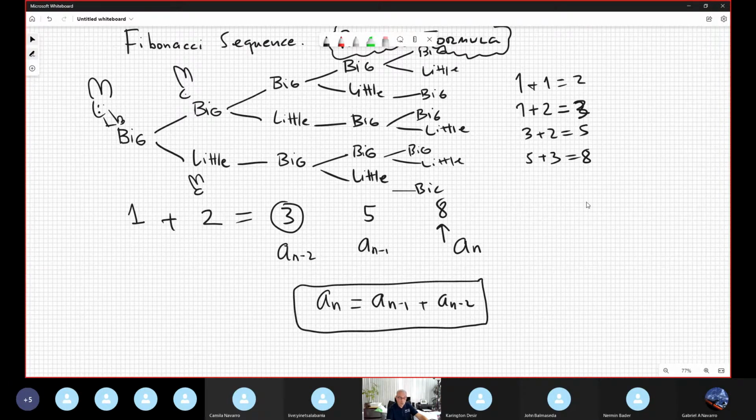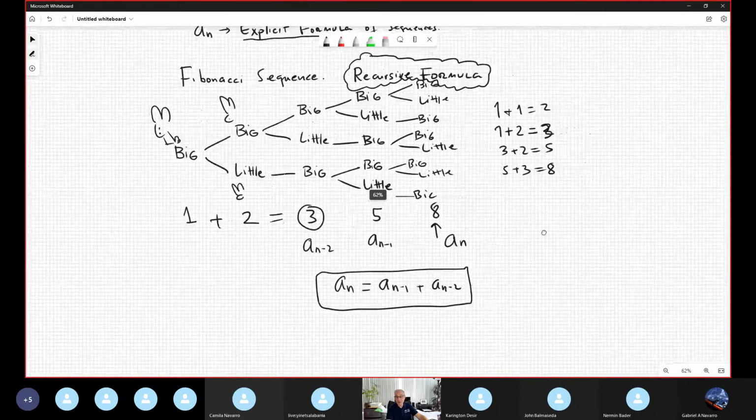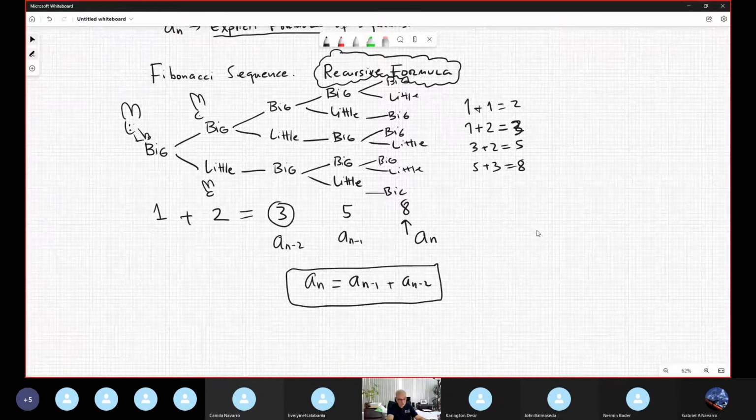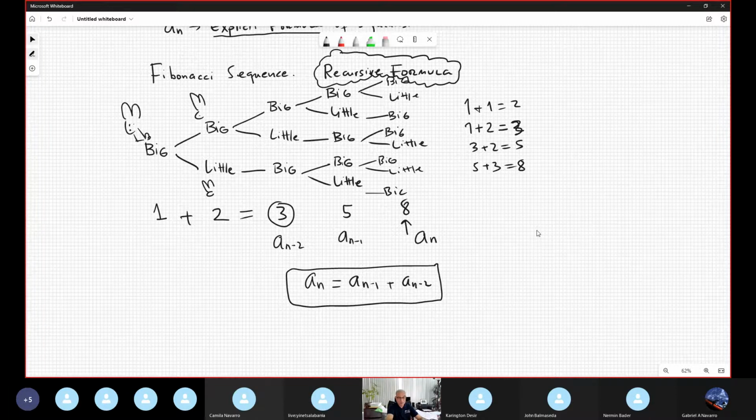Okay, is it possible or no? Find the formula. Yeah, it's possible, but it's too hard. It's beyond the expectation of this class. So now, sometimes the sequence is convenient using the recursive formula, and sometimes no. Sometimes you have the explicit formula.